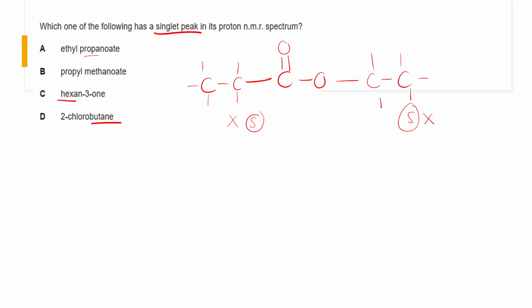So the answer, just by elimination, is propyl methanoate. But if you want to draw it, you will see the propyl part does not have a singlet, but methanoate does, because it's just 1 carbon and a hydrogen. That's the singlet. And then on the other side, that's where your propyl is.